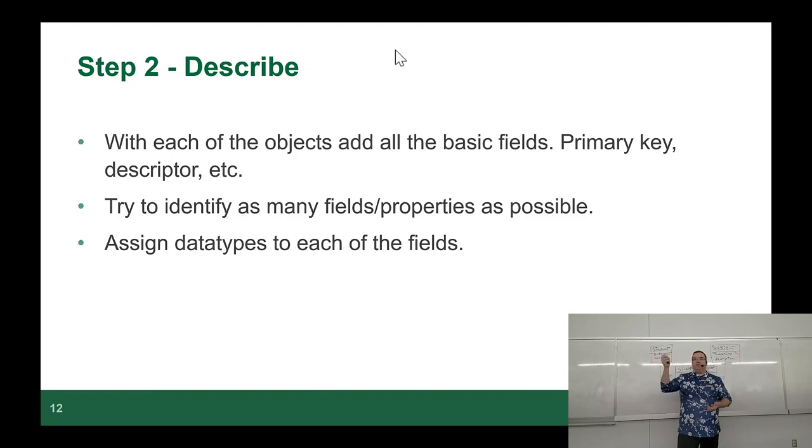SIN number, passport number, student visa number, home mailing address, home phone number, et cetera, et cetera, program of study. There are all these things that a student has to describe them. So we try to identify as much of this as possible. Then you take a bit of time and try to assign some data types to them, and I'll be talking about data types in a few minutes.